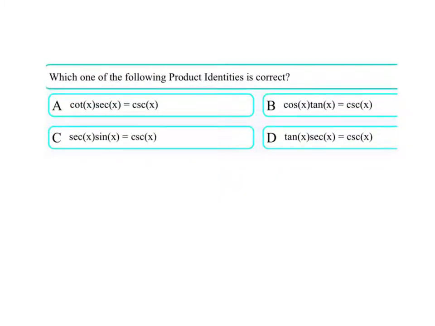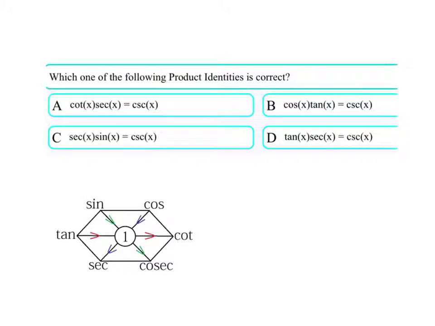Next, product identity. Which one is the correct product identity? Let's see if you were right. Remember, product identity is where you multiply 2 to get the one in the middle. Cotangent and secant multiply to be the one in the middle. I think that one is it. Did you get it right? Double check the rest to make sure we didn't make a mistake.